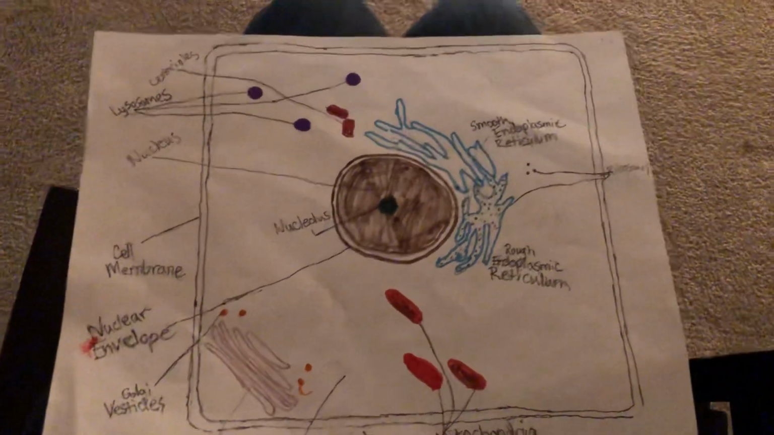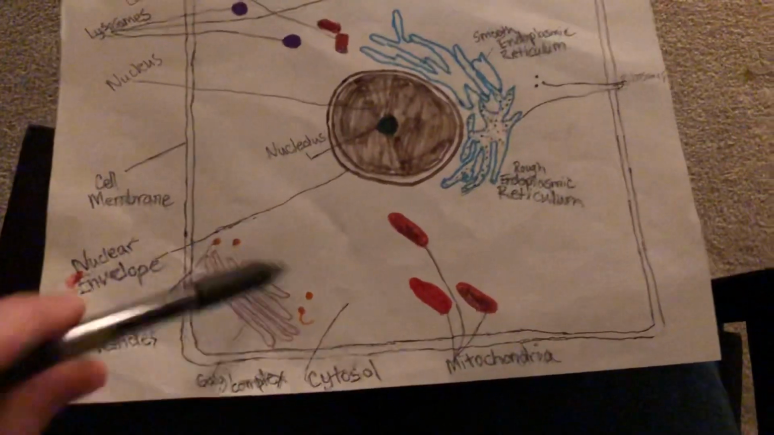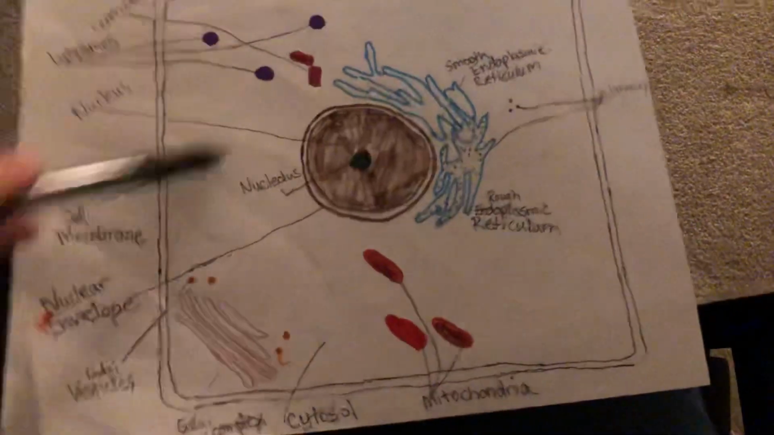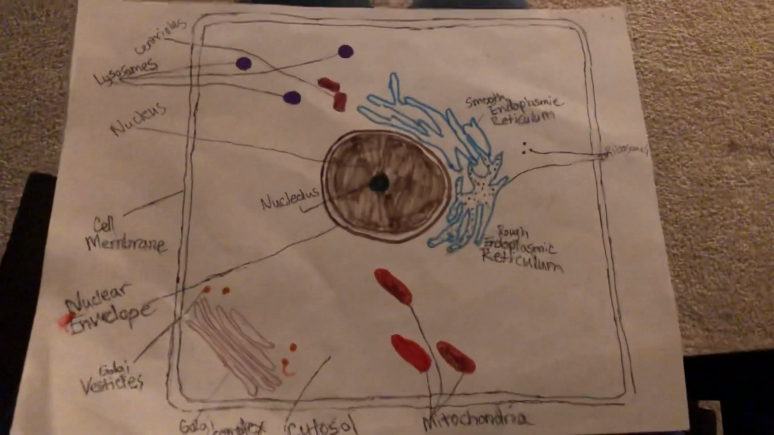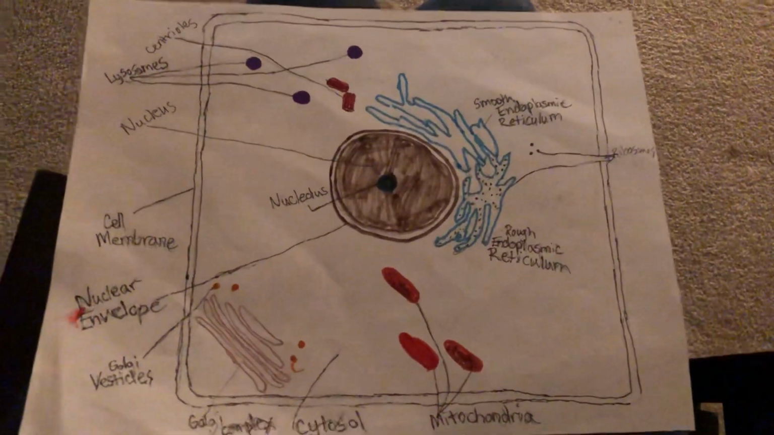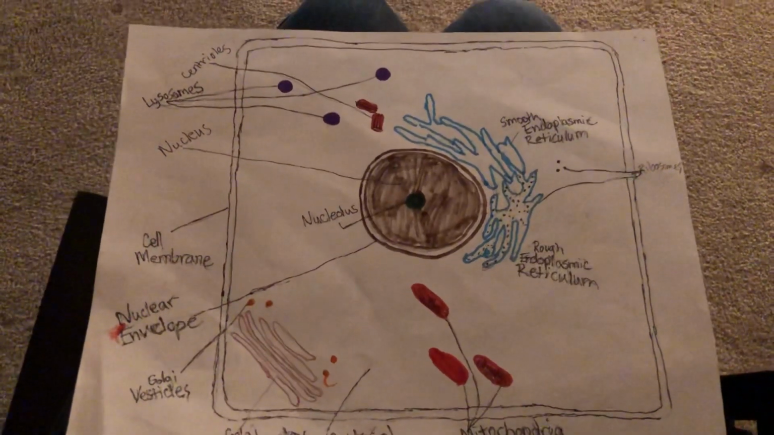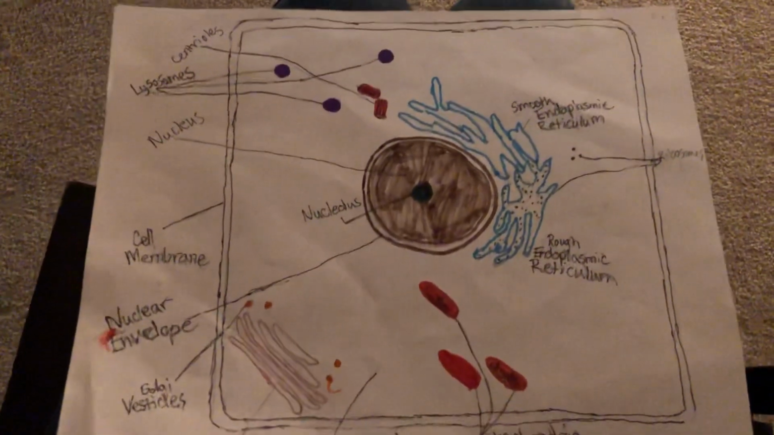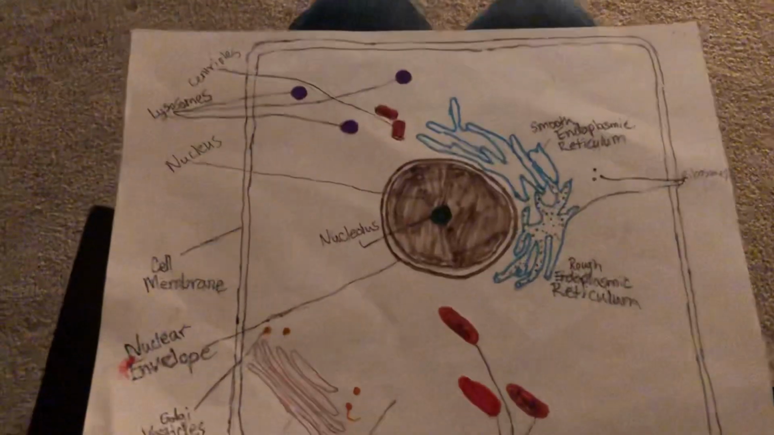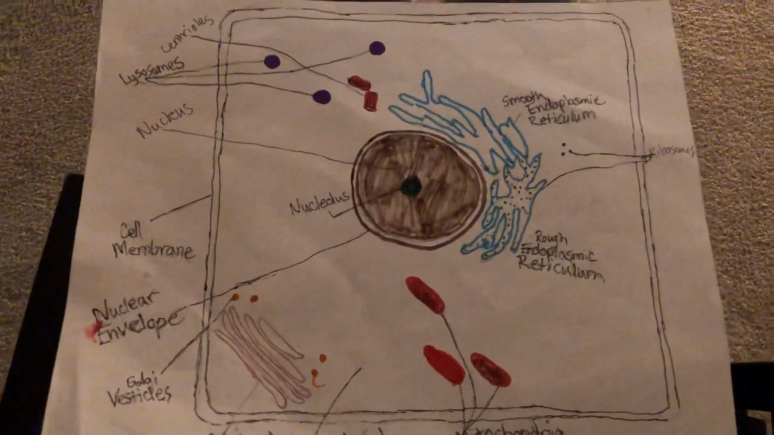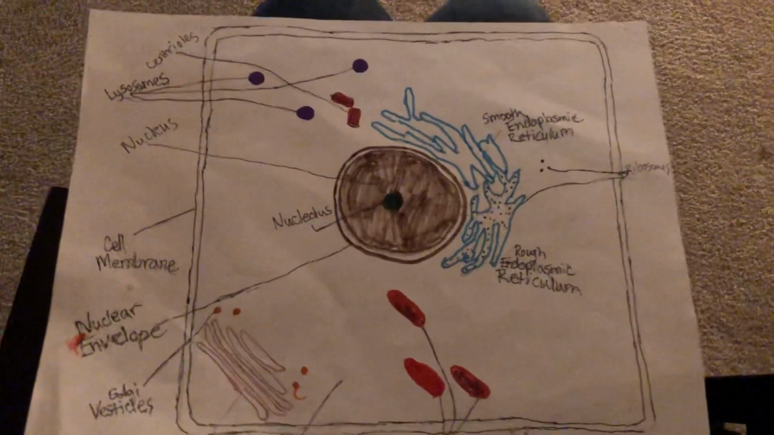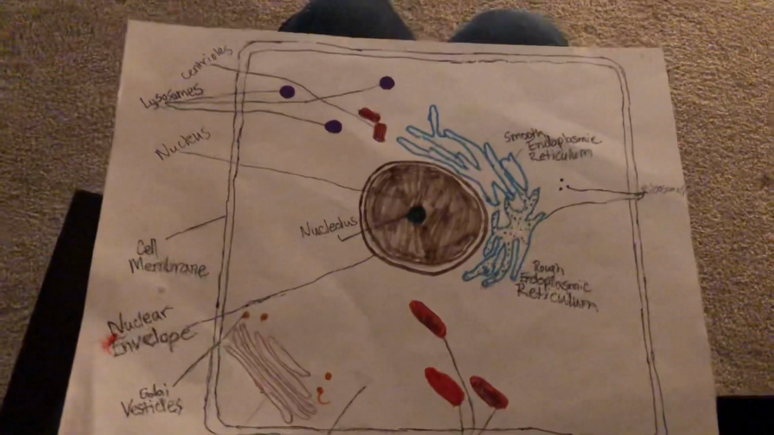The next thing is the cytosol. So the cytosol is basically all this white space. Cytosol is basically fluid, or to be more specific, intracellular fluid. Now, all the cell contents and all the organelles are basically just floating around in the fluid, or the cytosol.